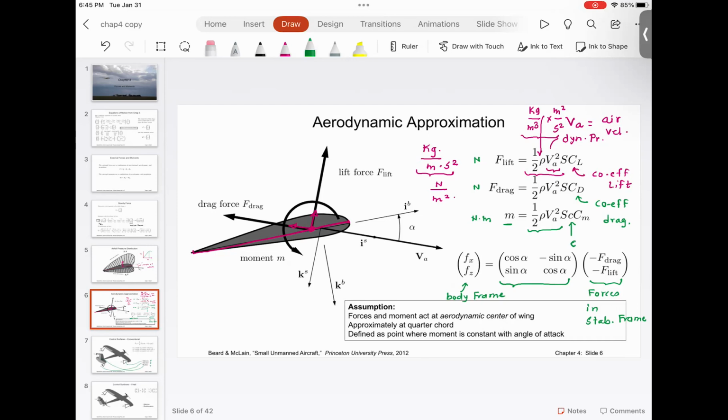Any other questions? Yes. It's also supposed to be that the work is at the center. What?